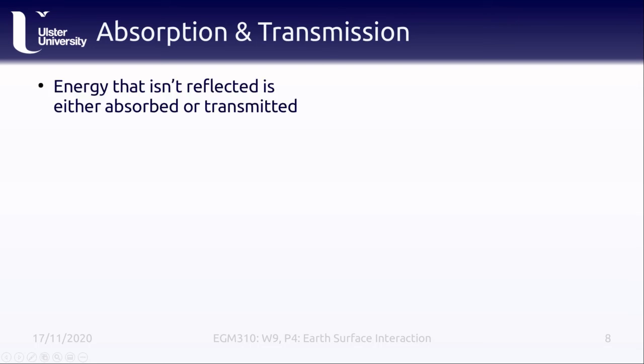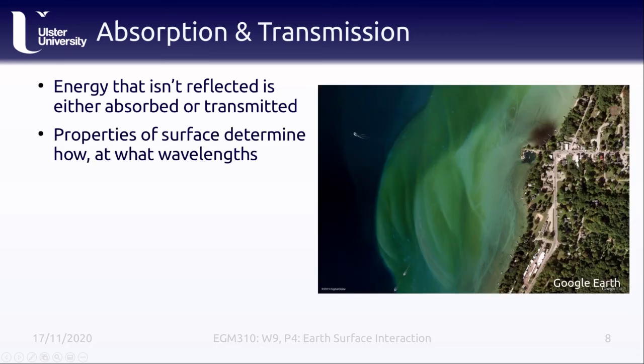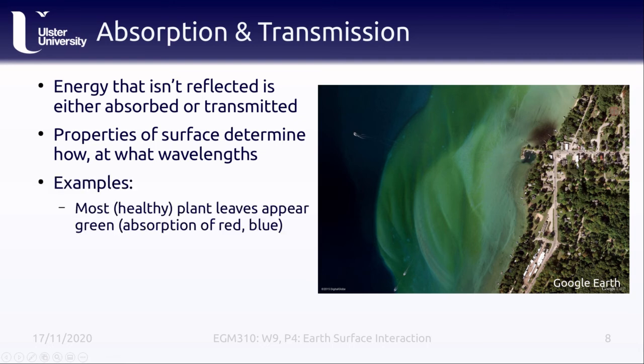Any energy that isn't reflected by a surface has to be either absorbed or emitted by the surface. We covered this a bit with diffuse reflectors. The properties of the surface determine how electromagnetic radiation is absorbed and at what wavelengths. For example, leaves on healthy chlorophyll-producing plants absorb light in the red and blue visible wavelengths, leaving mostly green light to be reflected. As a result, most plants appear green to our eyes.